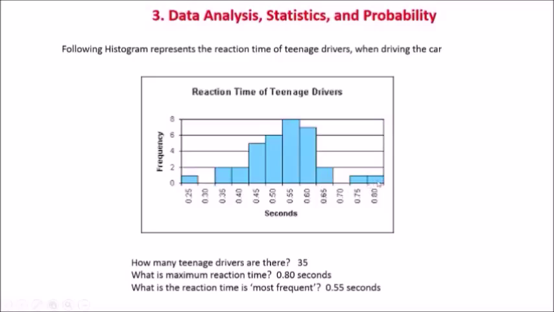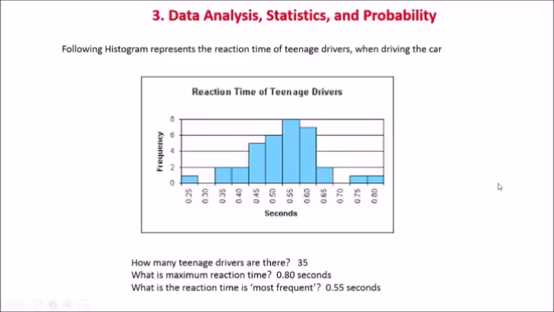And 1 teenage driver had a reaction time of 0.8 seconds. 1 teenage driver had a reaction time of 0.75 seconds. 1 teenage driver had a reaction of 0.25 seconds. Then if you look at 0.50, if you go up across, that's 6. So 6 teenage drivers had a reaction time of 0.5 seconds. And here it's 7 if you go across. So 7 teenage drivers had a reaction time of 0.6 seconds.